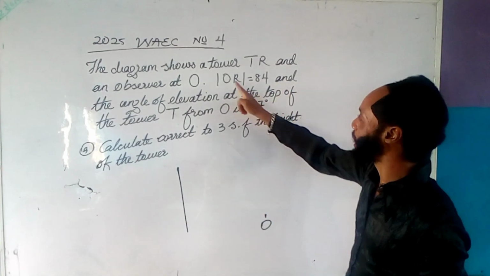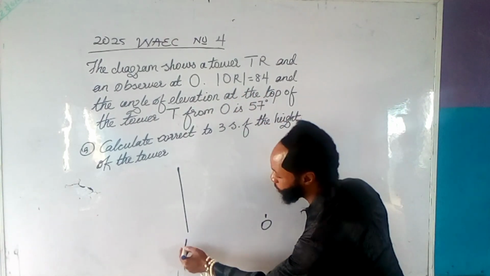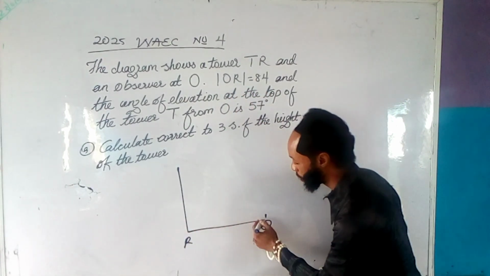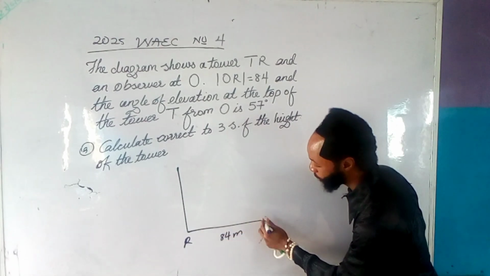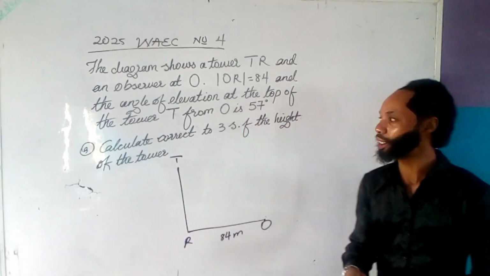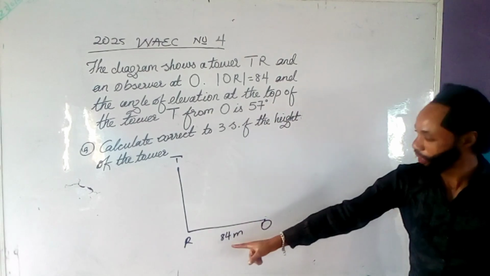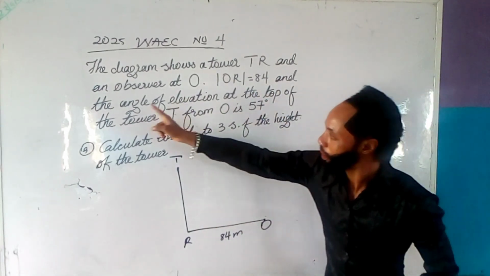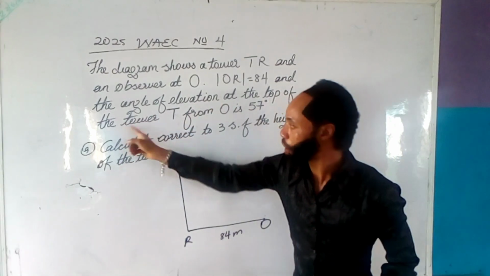Now, we are going to understand that OR is 84. If OR is 84, therefore this space is such that O to R was 84 meters. Now, if this point is R, then here is what? T. Here is the T. Now, the question is, look at what you just listened to.